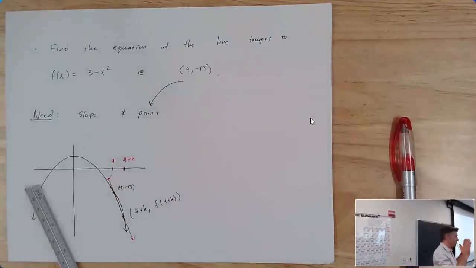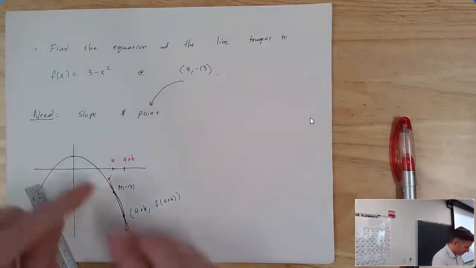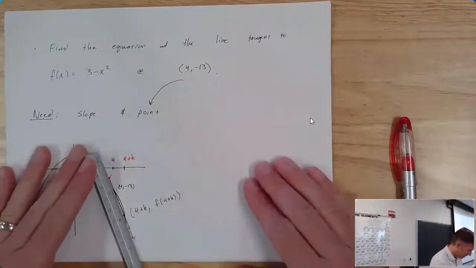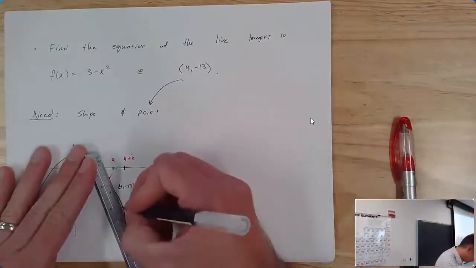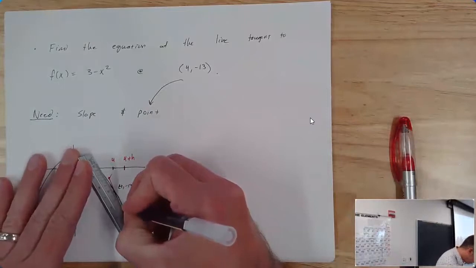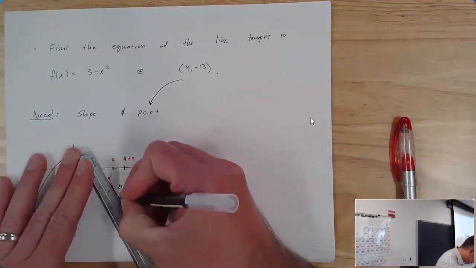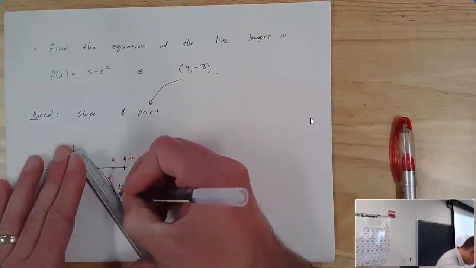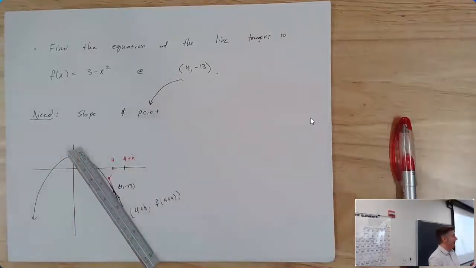Because if h gets smaller and smaller and smaller, the secant line gets closer and closer to being the tangent line. If my point's right here, then my secant line's like that. And if my point's right here, my secant line's like that. And eventually I get closer and closer to finding the actual slope of the tangent line. So that's all we're going to do.